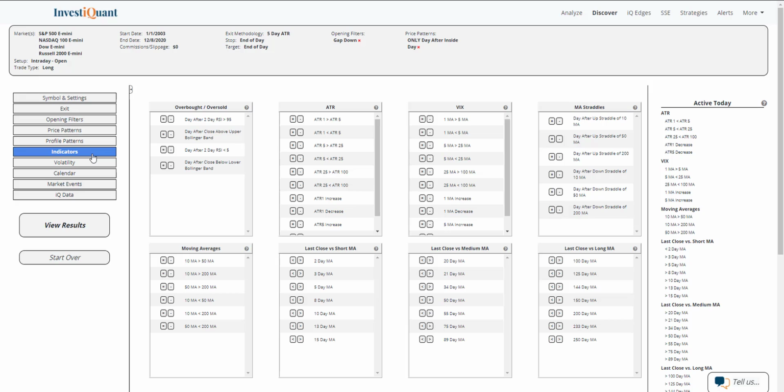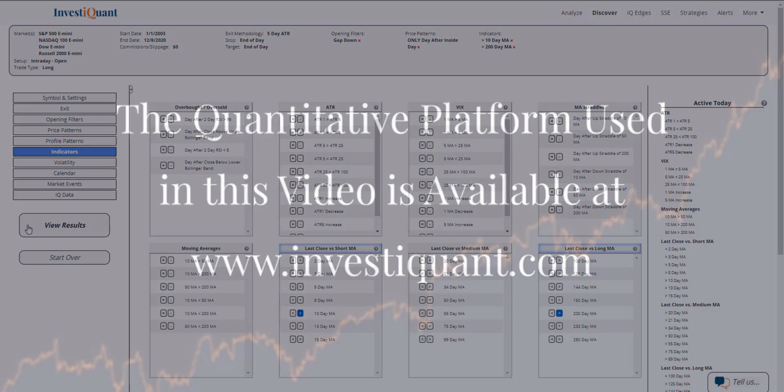Next, I'm going to go into the indicator section and put us in a bull market environment. So I'm going to put us above a 10, above a 200. You can get more creative than 10 and 200. I know I use this one often. You can describe this however you want, but this is how I like to do it. So I'm using above a 10 and above a 200, and then I'm going to click View Results.